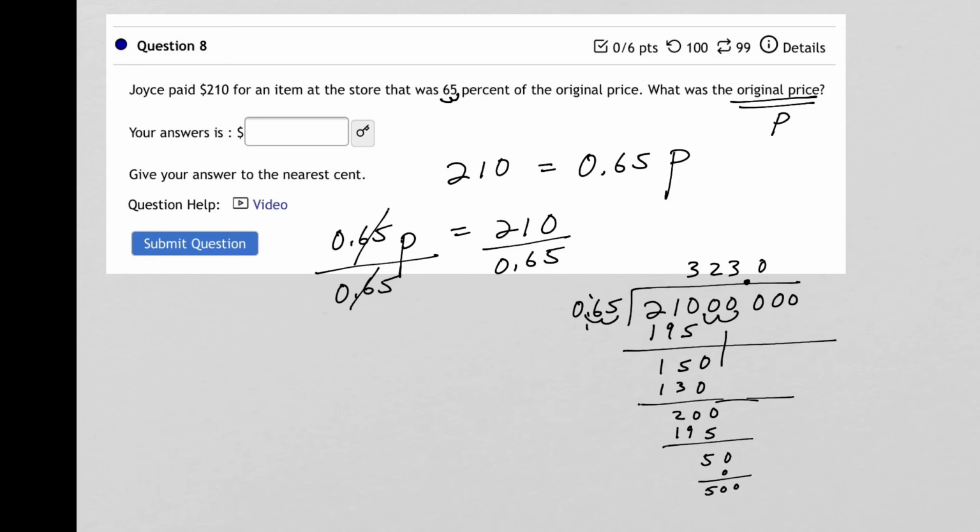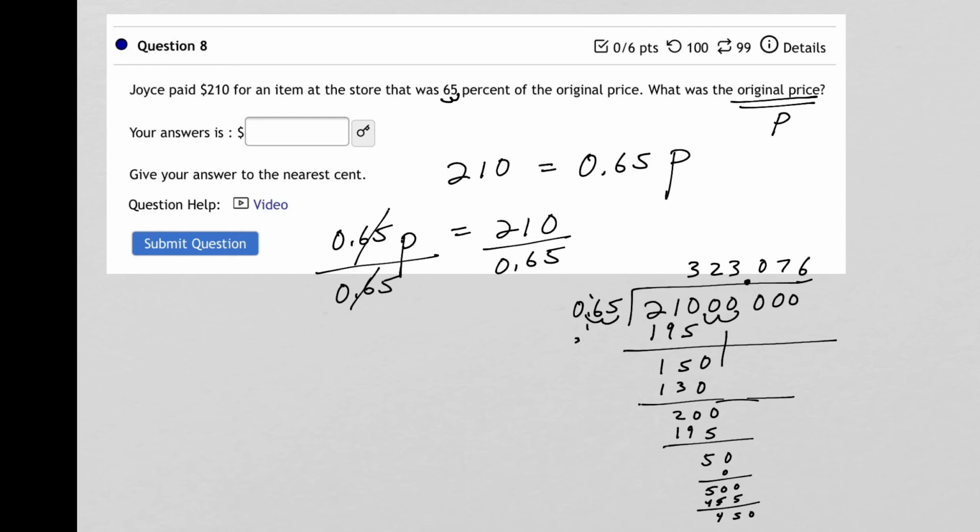So I'm running out of room here. This is going to be 500. 65 into 500 goes in 7 times. So this will be 35 with a 3. And then 42 plus 3 is 45. So this will be 5, and then 4, and then bring down another 0. And then 65 into 450, it looks like is 6, right?